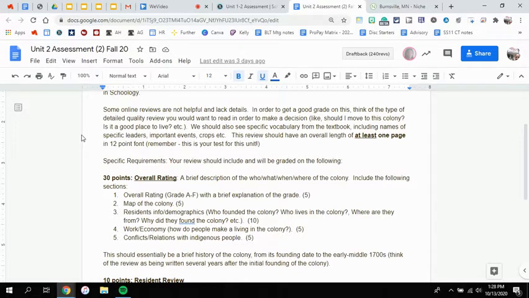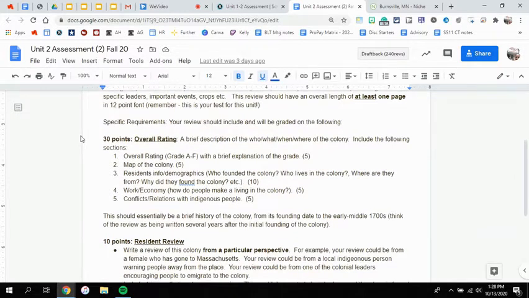Okay, so at least a page, 12-point font. I'm guessing it's going to go longer than a page when you add all these things together, but at the very least 1 page. Remember, this is your test for our first 2 units, right? This is how you're going to show what you've been learning.